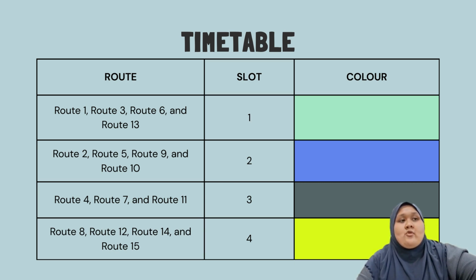Slot 2, we have route 2, 5, 9, and 10. Slot 3, in gray, we have 4, 7, and 11. And finally, slot 4, in yellow, is assigned to route 8, 12, 14, and 15.